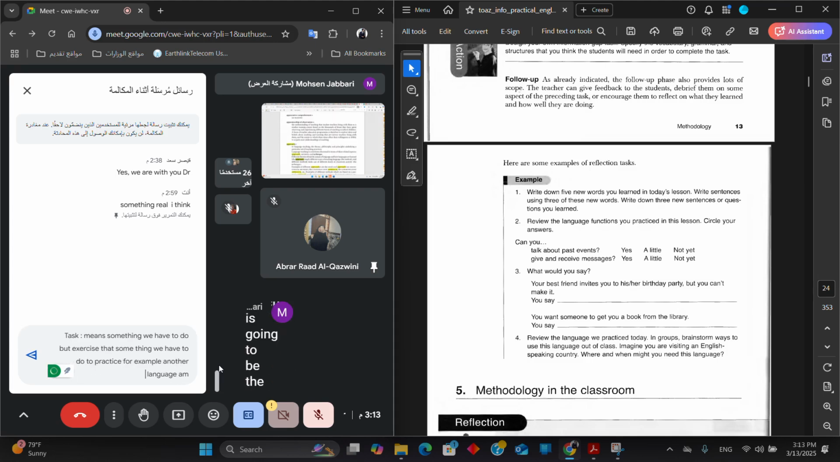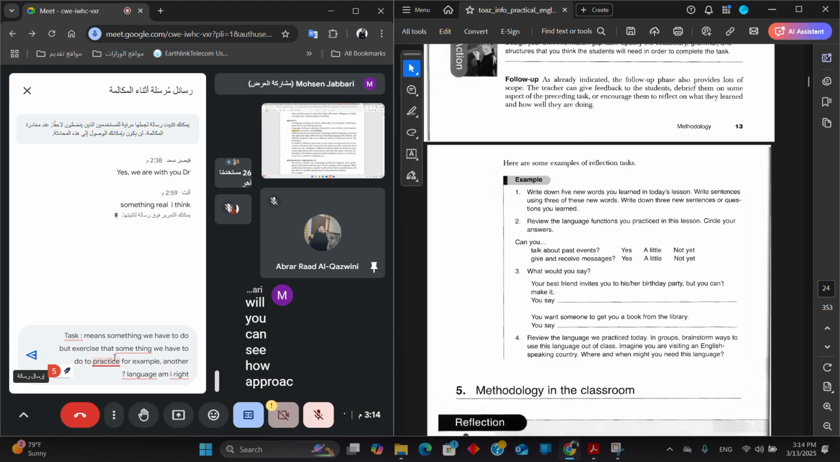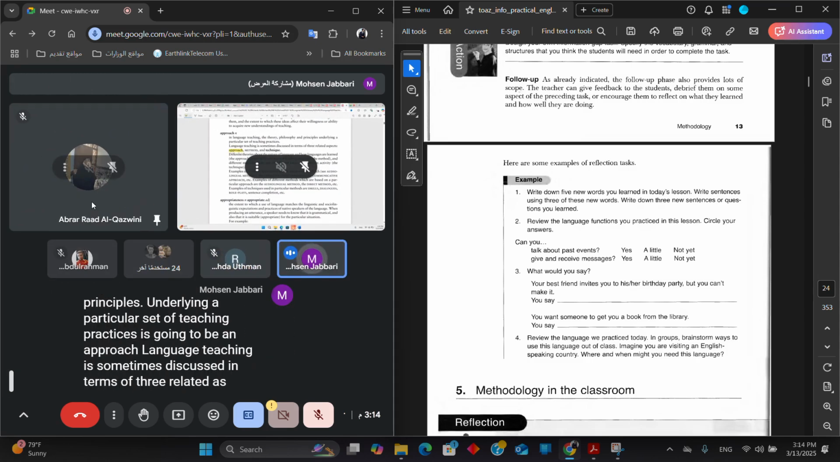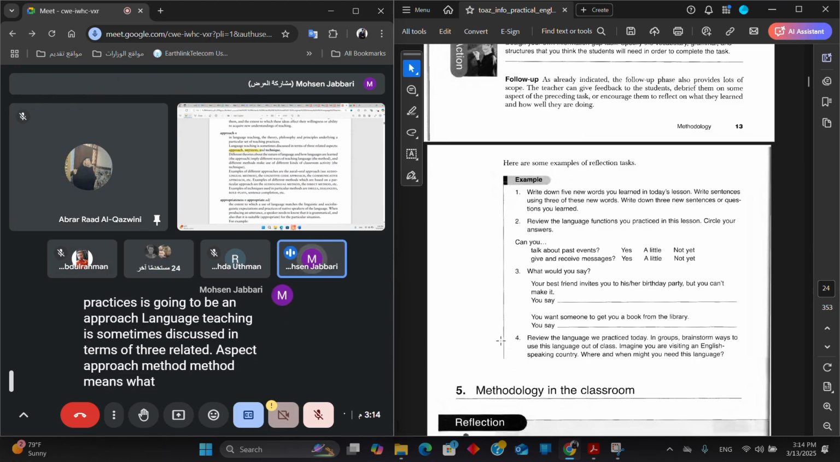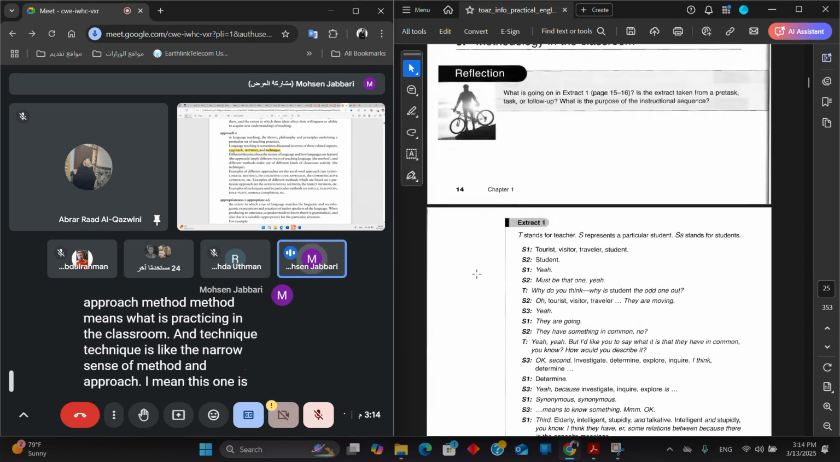Another one, which is going to be the last example I searched in this dictionary, is going to be an approach. By having a look at this section, you can see how approaches are different from methods and techniques. In language teaching, the theory or philosophy and principles underlying a particular set of teaching practices is going to be an approach. Language teaching is sometimes discussed in terms of three related aspects: approach, method, which means what is practiced in the classroom, and technique, which is the narrowest sense of method and approach. I mean, this one is the most general, and something narrow and specific is technique.